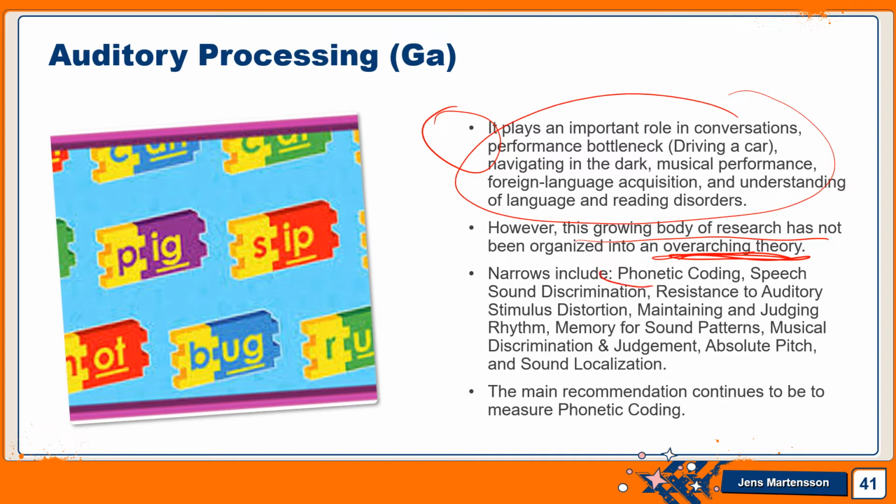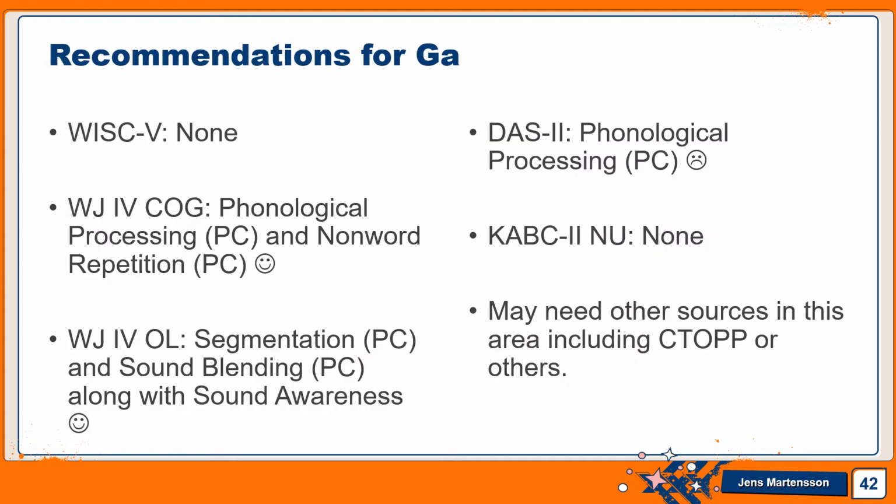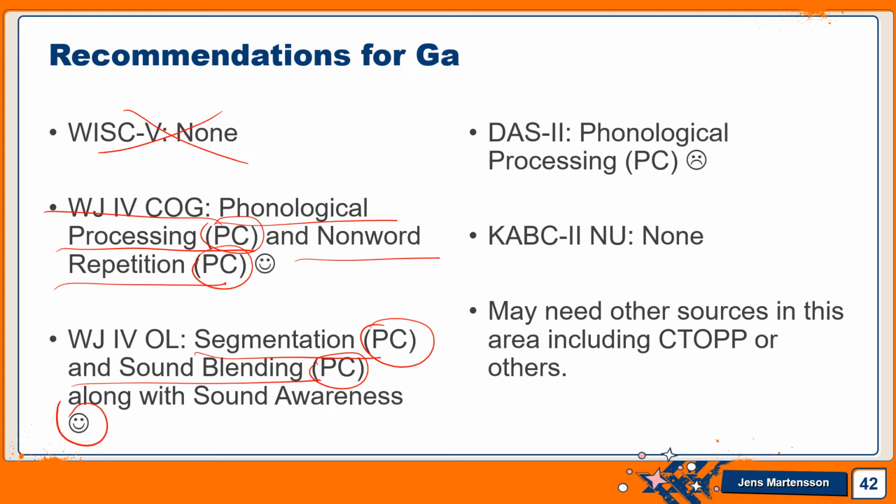The main narrow is phonetic coding, and of course all the others which you don't really test. So again, the main recommendation is phonetic coding. That has not changed. So the WISC has no phonetic coding. The WJ has phonological processing and non-word repetition, both phonetic coding. It meets the recommendations. The WJ oral language has segmentation and sound blending, both phonetic coding. I also usually give sound awareness, but it's not part of the composite, so it meets the recommendations.